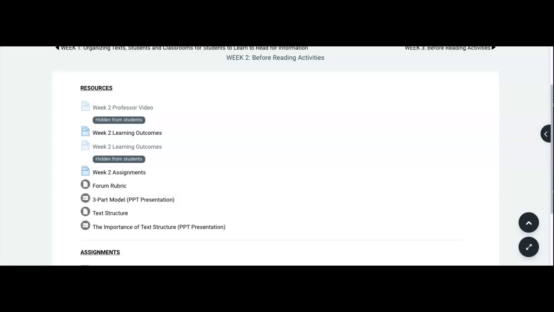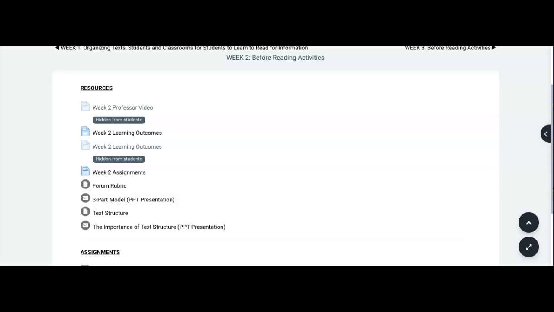Hello and welcome. This week, as we begin week 2, we're going to be discussing reading comprehension and that it is an active process. It requires the use of metacognition, which is thinking about your own thinking. We develop metacognition by using questions before, during, and after reading.